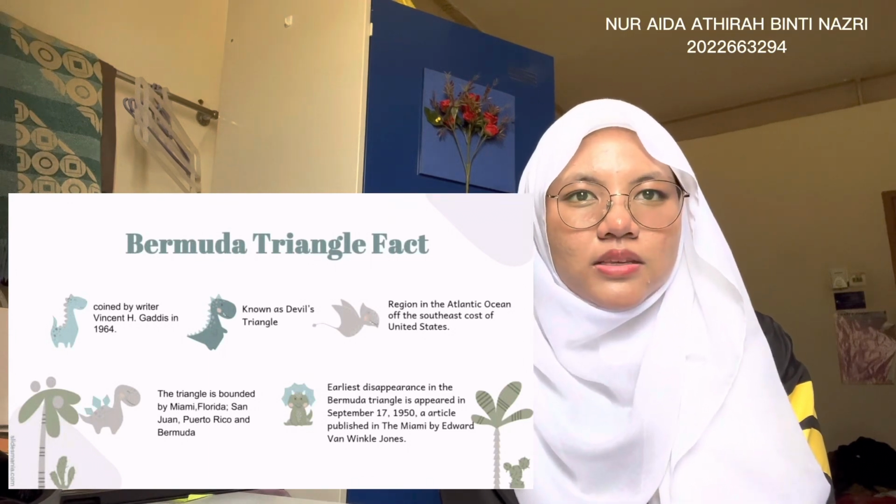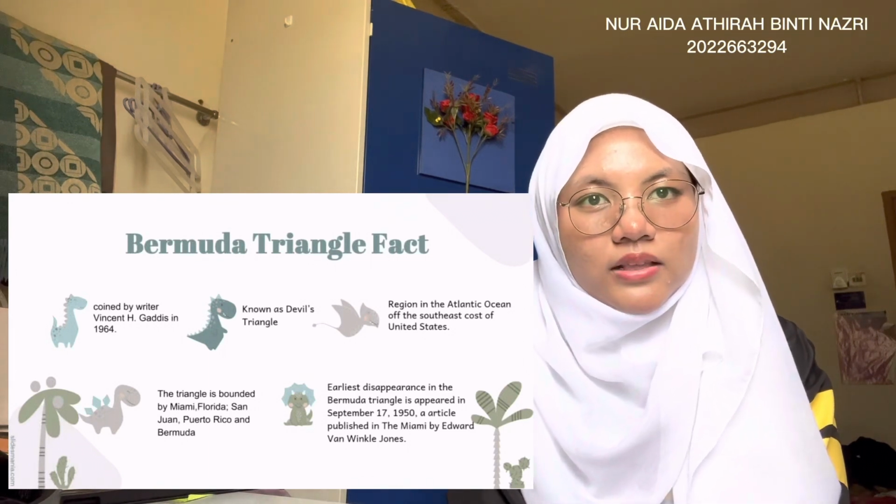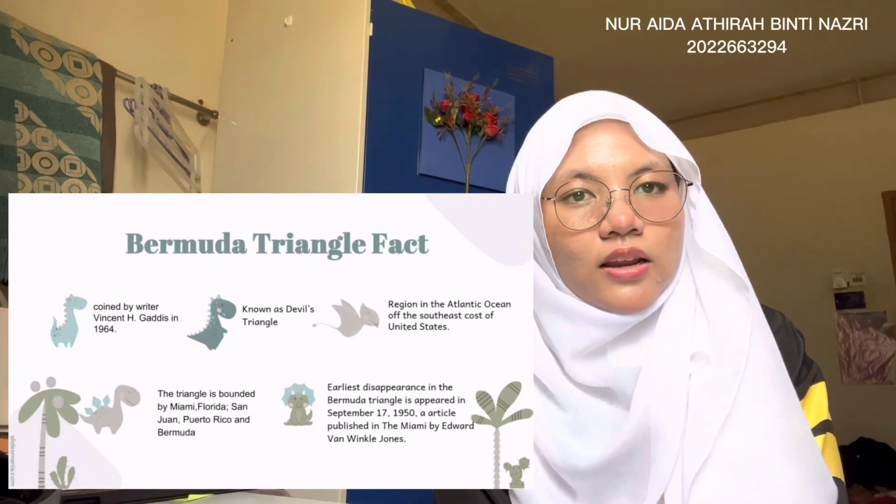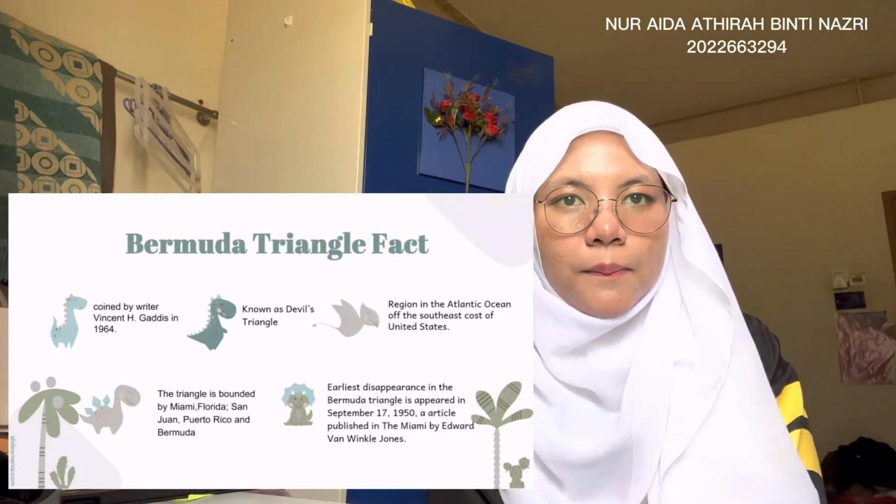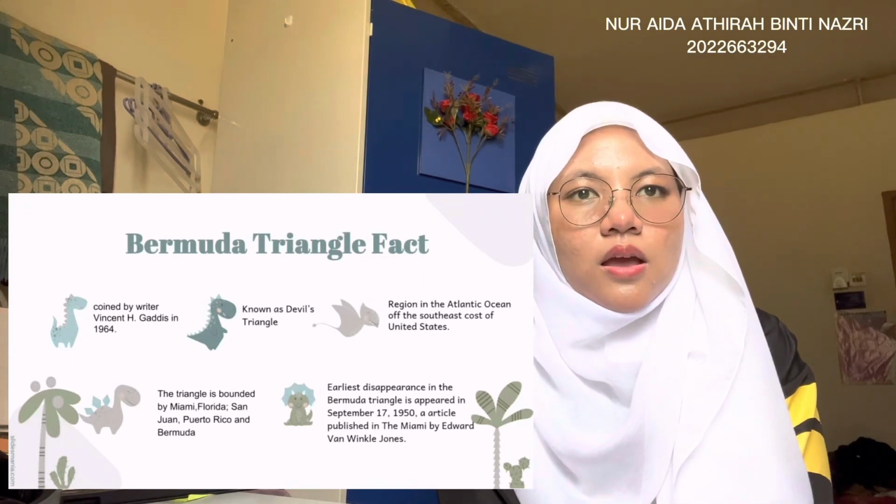The earliest disappearance in the Bermuda Triangle appeared on September 17, 1950, in an article published in the Miami Herald by Edward Van Winkle Jones.